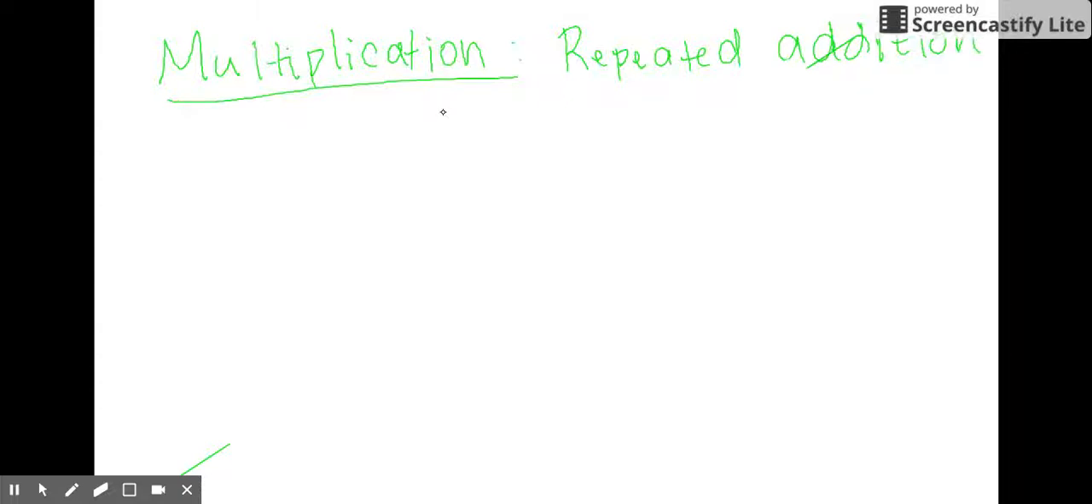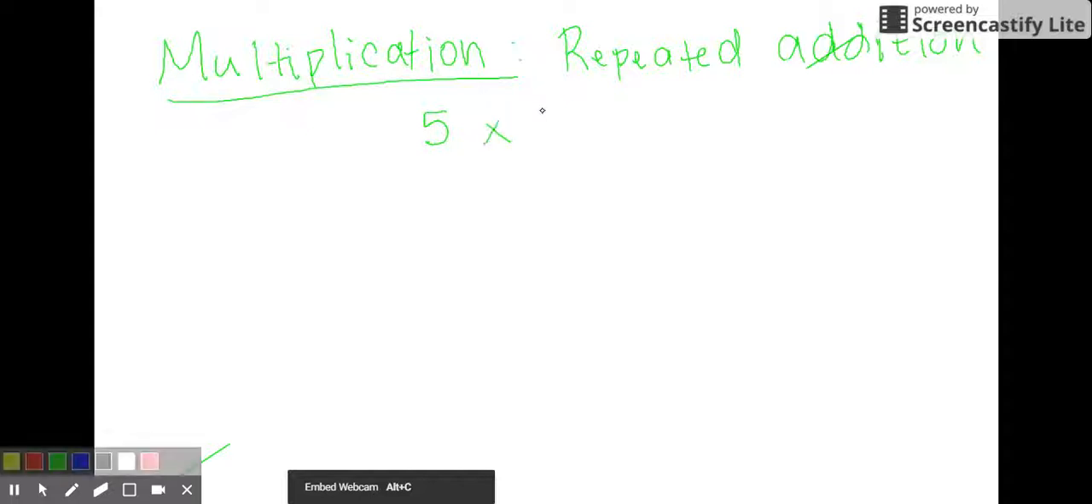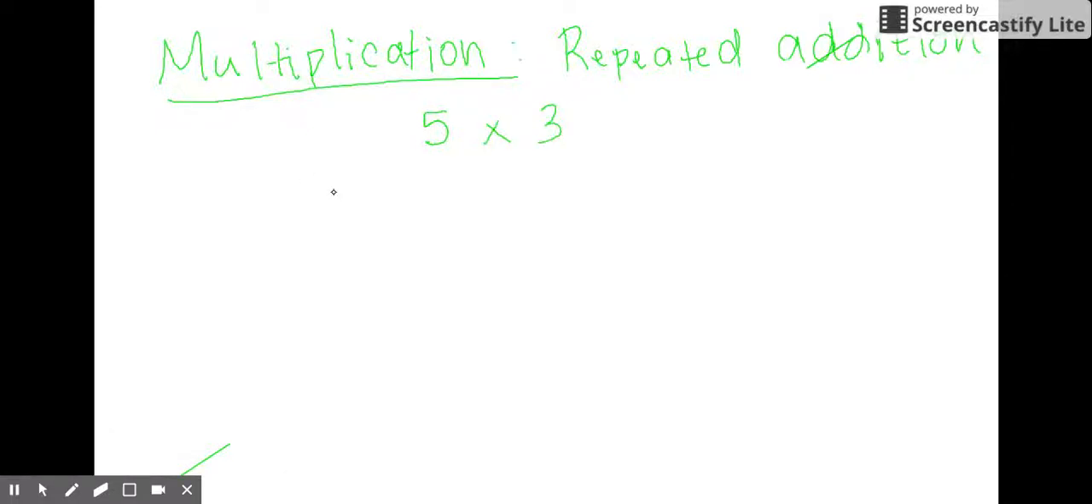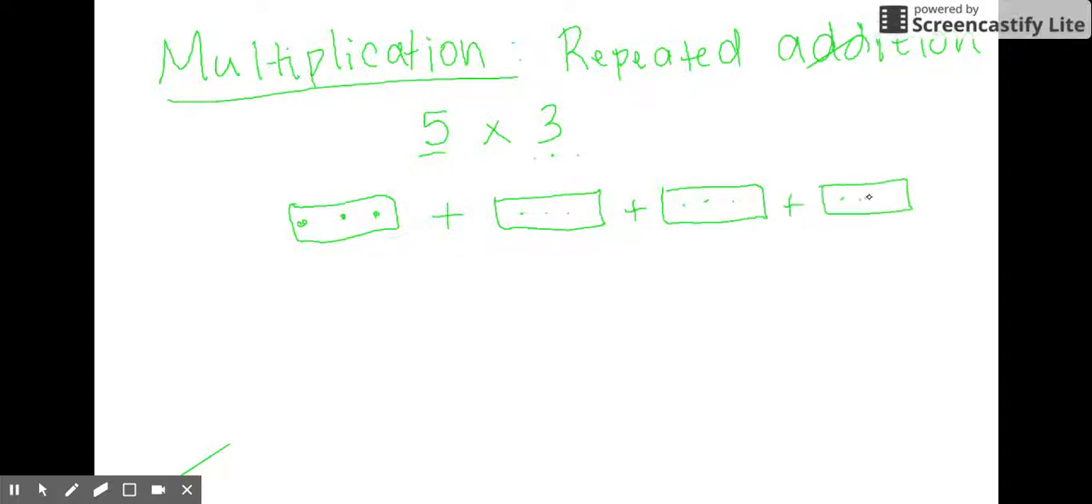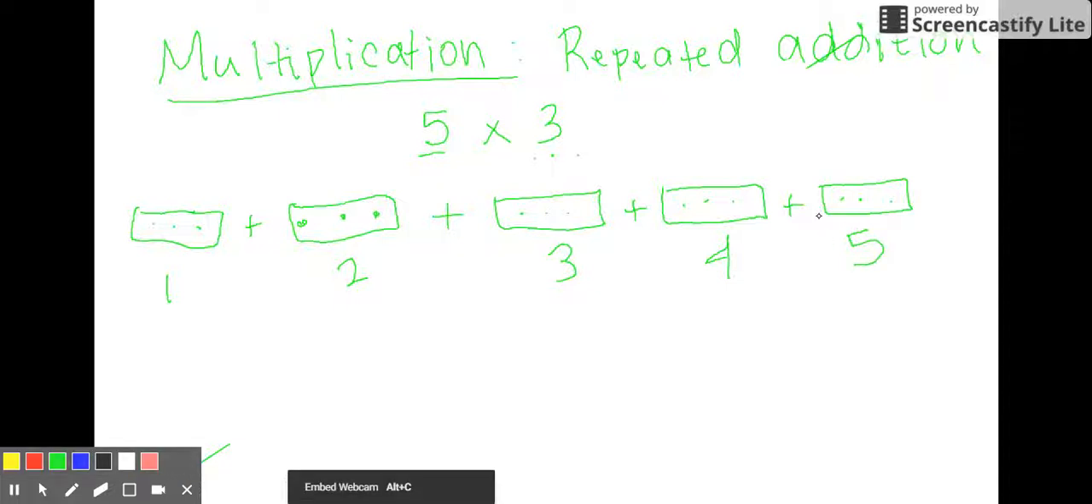If I have 5 times 3, we could either say 5 groups of 3. 1, 2, 3. Here's group 1 plus another group of 3. There's 2. Another group. And let me go back over here and we'll add one on this side so we don't run out of room. You could say we have 5 groups, group 1, group 2, group 3, group 4, and group 5. We're repeating our addition.